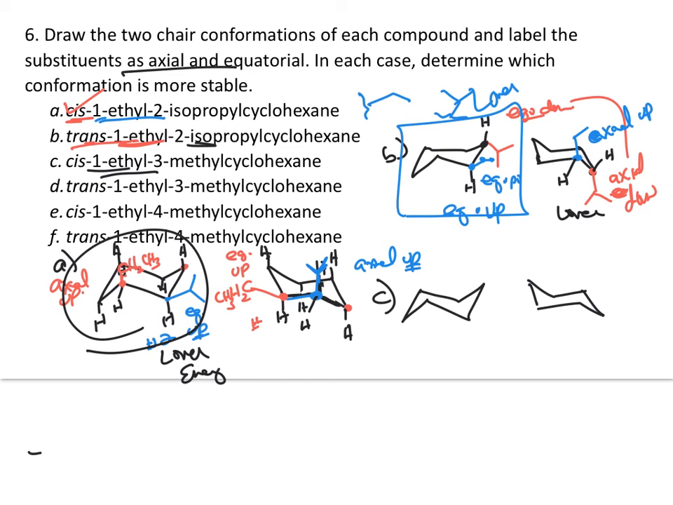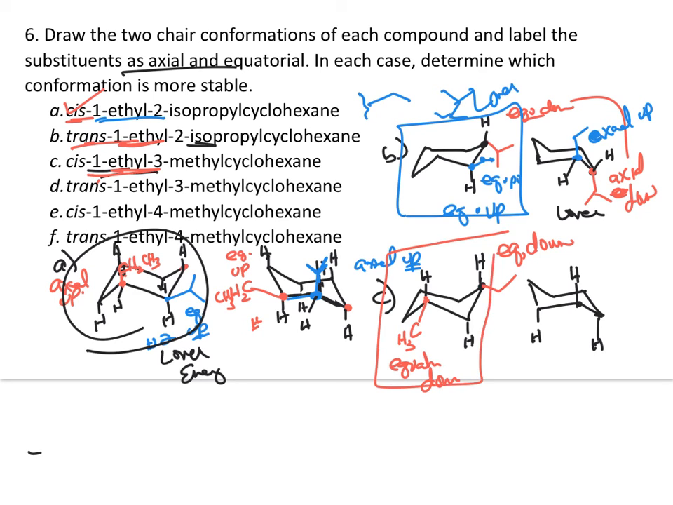We're doing 1 and 3 for your substituents. So I'm just going to draw in my hydrogens on the 1 and the 3. And this is your carbon here from the flip. And we're going to see, so 1, we're going to go with an ethyl. So that's going to be equatorial down. And then on carbon number 3, it needs to be on the same side. And that's just going to be equatorial down as well. And because both of those are in equatorial, that's going to be your lower energy.